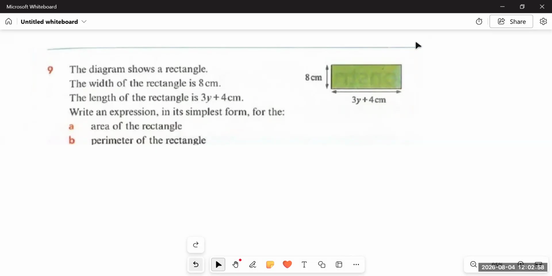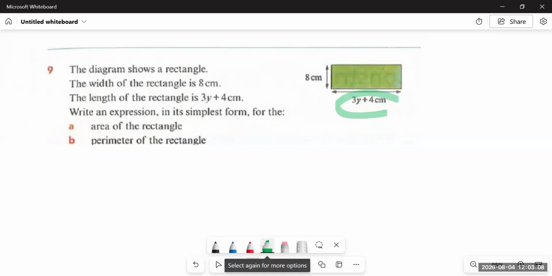And here we are provided with a word problem. Let's see what it says. So here you can see a diagram in which a rectangle is given. The length of this rectangle is given as 3y plus 4 and its width is given as 8 centimeters. So this diagram shows a rectangle. The width is 8 centimeters and the length of the rectangle is 3y plus 4 centimeters. This is the description of the rectangle given in the question.